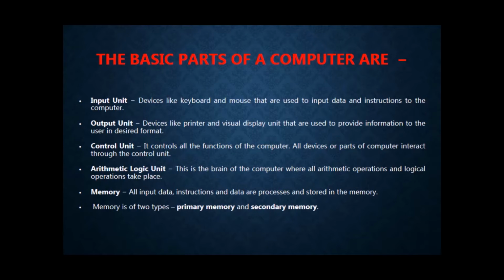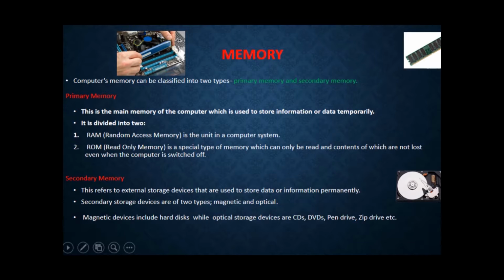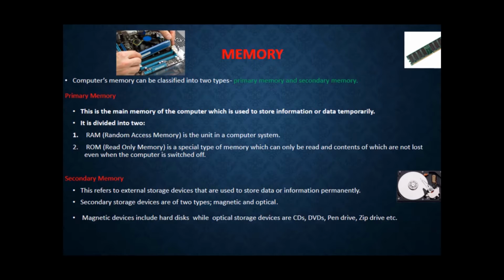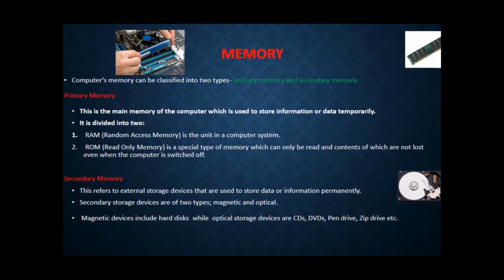Now, I said memory is of two types. That is the primary memory and the secondary memory. Now, what is a primary memory? This is the main memory of the computer, which is used to store information or data temporarily. Doesn't stay there permanently, stays there for a temporal time.